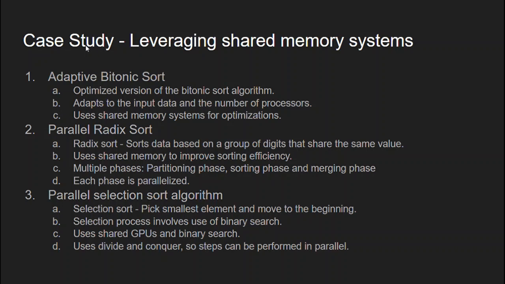Finally, we have a parallel selection sort algorithm. In the selection sort algorithm, the smallest element is picked from the unsorted part of the collection or an array and moved to the beginning of the sorted collection. In a parallel selection sort algorithm, the picking up of this element, or what we call the selection phase, involves the use of binary search. Moreover, this algorithm uses shared graphical processing units to achieve such high performance. Since this algorithm uses a divide and conquer technique, the steps can be performed in parallel.